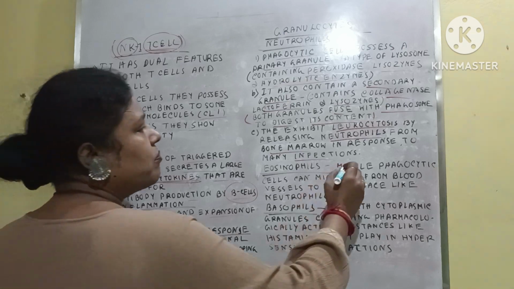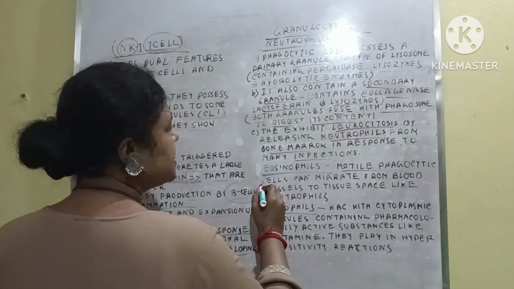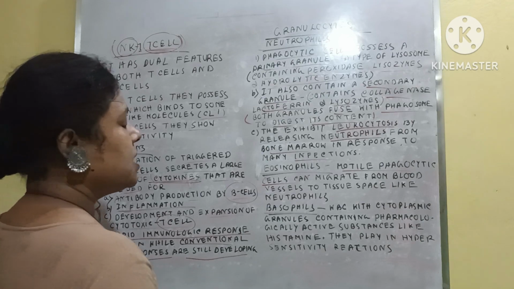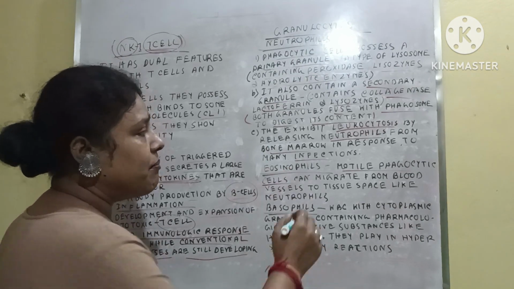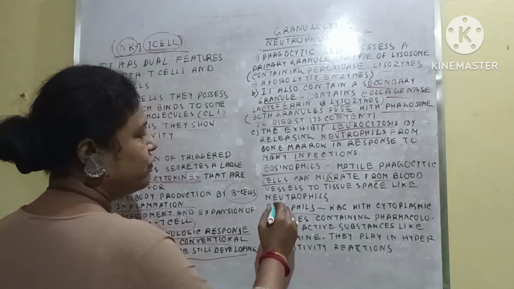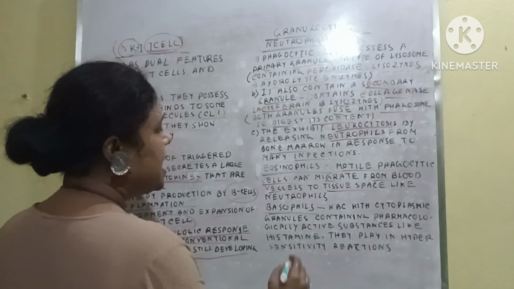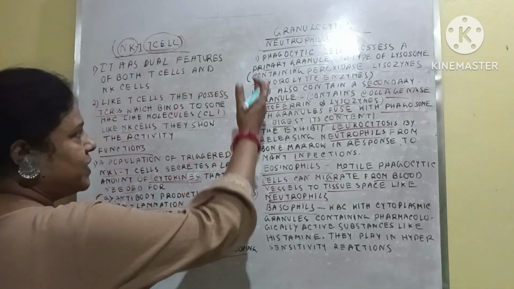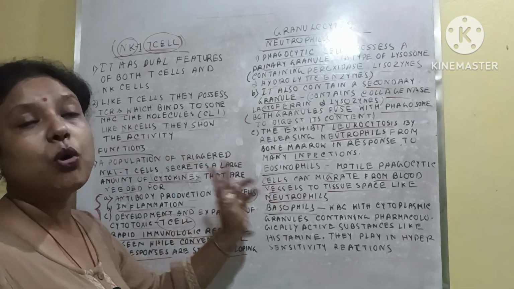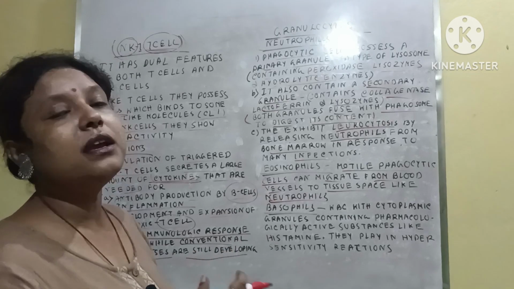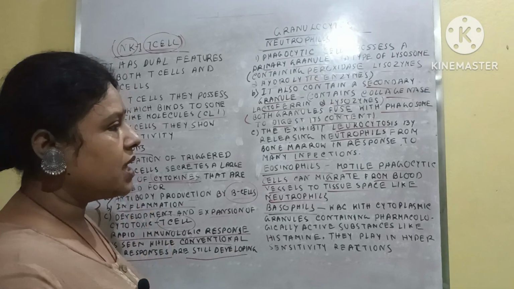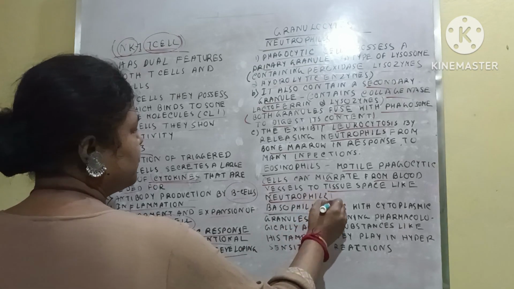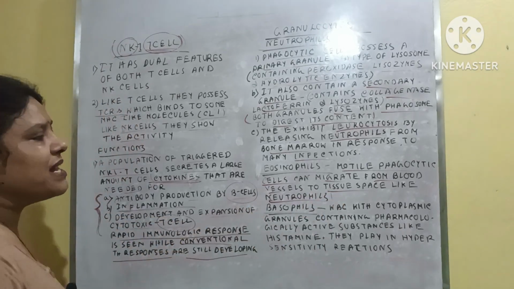Eosinophils are motile phagocytic cells. That means they migrate from blood vessels to the tissue space like neutrophils, and their activity is also like the neutrophils, but these are motile, moving within the bloodstream to go to the target cells and behave the same as neutrophils. Clear? Next one is the basophils.